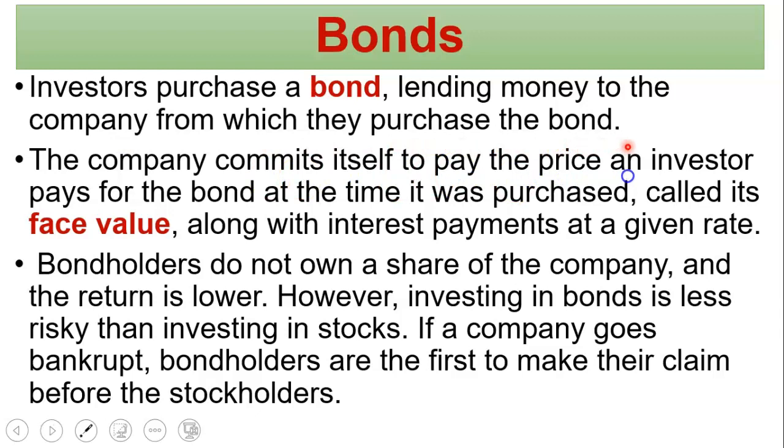So the initial price you put in, or you lend to the company, is called face value. We would call it principal if you put it in the bank, right? Principal is the original money you put in, and that money will yield interest. So the face value is the original money you lend the company, and then the interest that amount will earn for you.